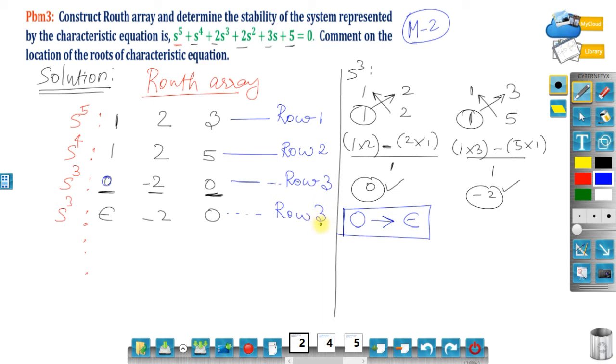Now the next step: the s power 2 row is calculated by taking the 0 as the eta value. No need to consider the earlier row.